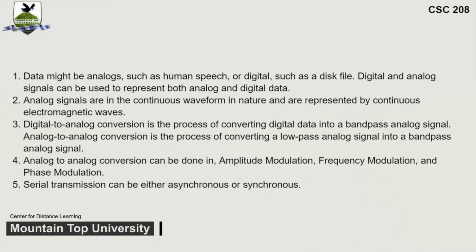3. Digital to analog conversion is the process of converting digital data into a bandpass analog signal. Analog to analog conversion is the process of converting a low-pass analog signal into a bandpass analog signal. 4. Analog to analog conversion can be done in amplitude modulation, frequency modulation, and phase modulation. 5. Serial transmission can be either asynchronous or synchronous.